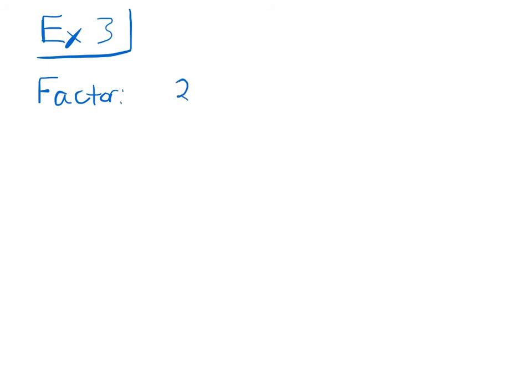2my plus 7x plus 7m plus 2xy. Okay. First thing that we should always do is what? Well, I hope you're saying we should always look for a greatest common factor of all of these terms.